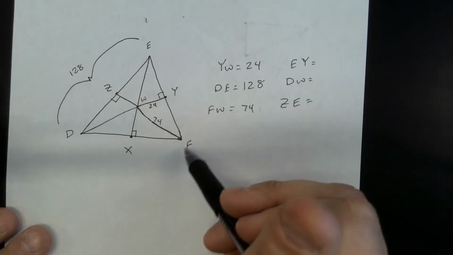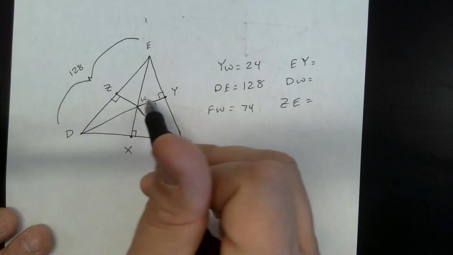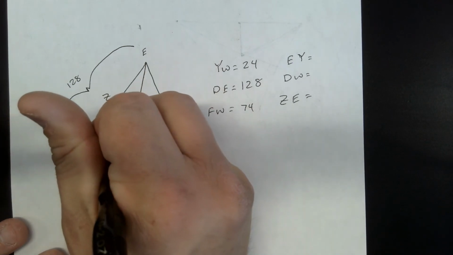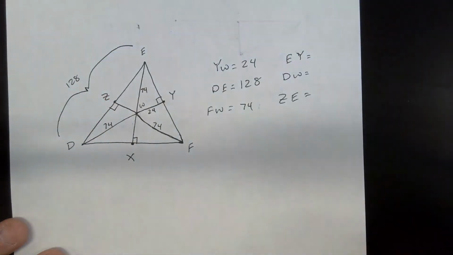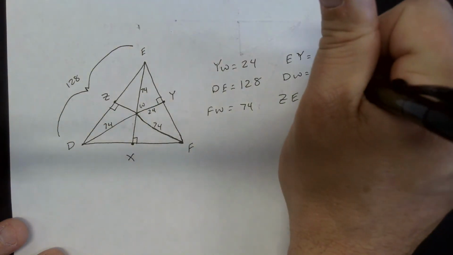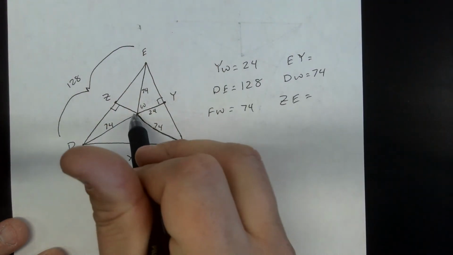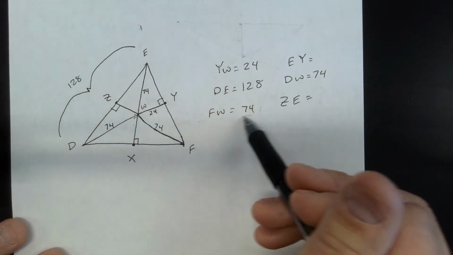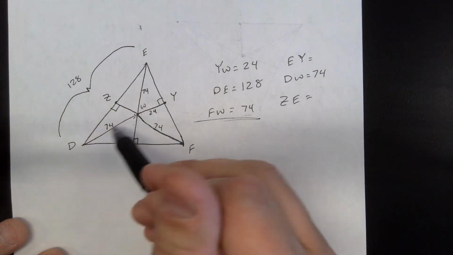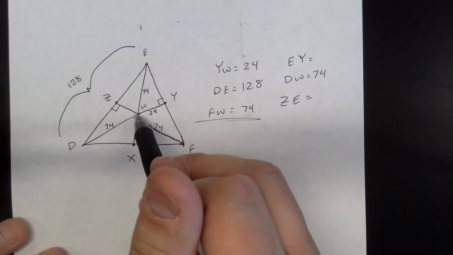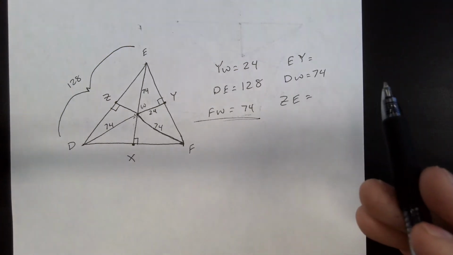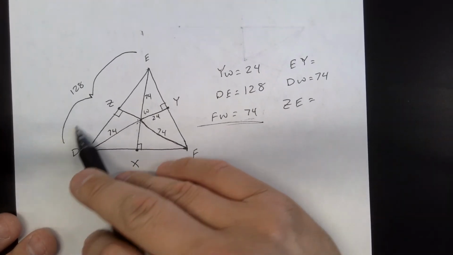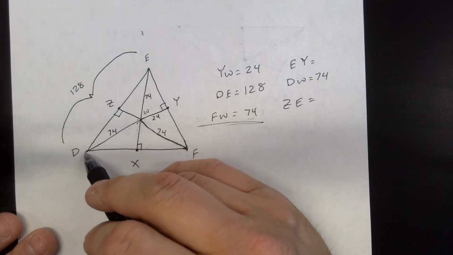The first thing I'm going to do, if FW is 74, I know DW and EW are the same. Because from every vertex to the circumcenter are all the same. So 74 and 74, does that give us an answer? Vertex to the circumcenter are all the same. So they tell us FW is 74. So DW has to be 74 and EW has to be 74. That's part of the theorem we did. Okay, that's the first thing they tell us. The other information, they tell us this whole side's 128. So what would DZ be?